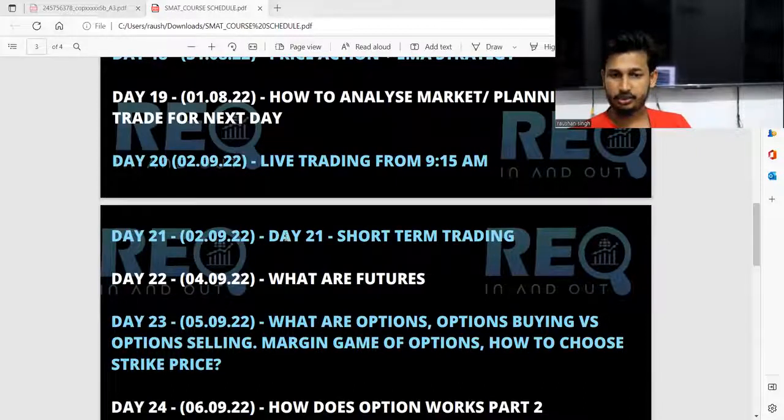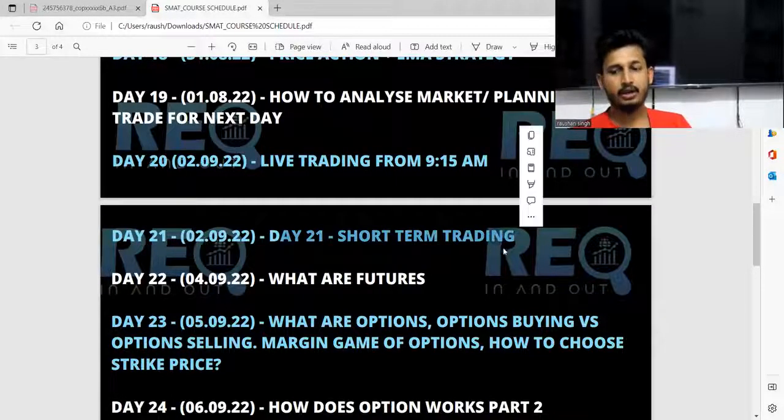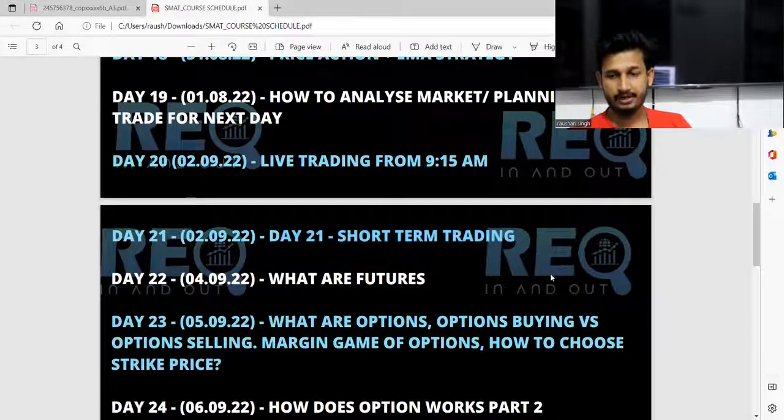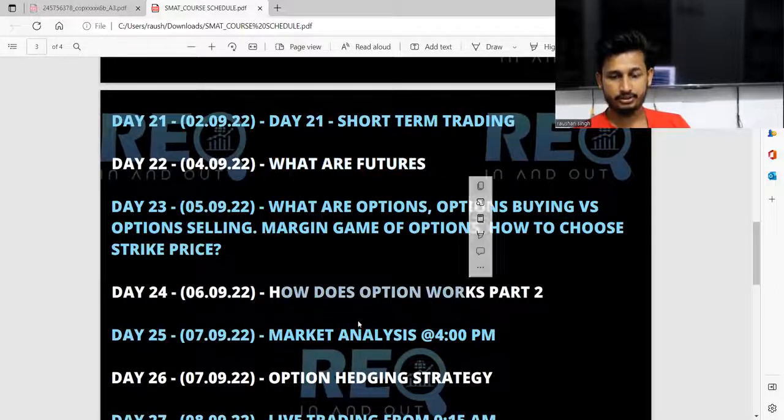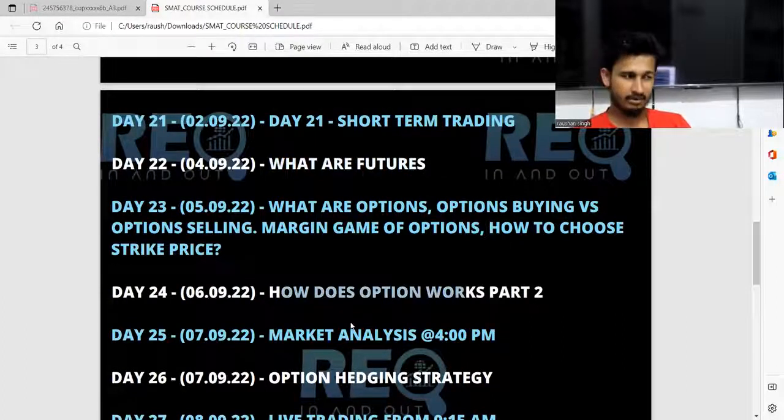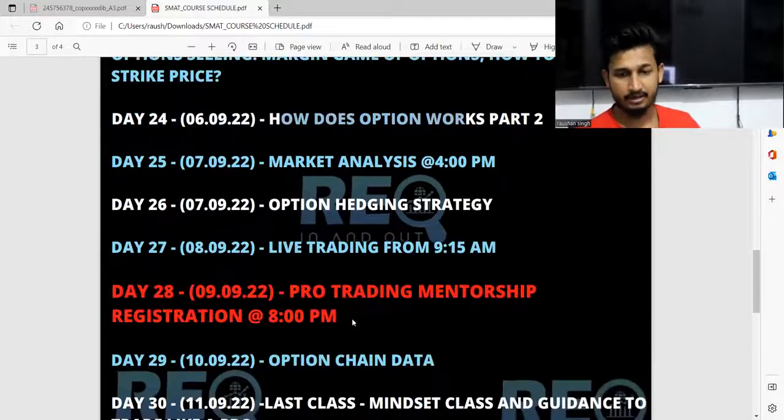So by next week, we'll complete all the strategy sessions, plus till short-term trading also, I'll complete. And I'll try to take live trading mostly on 31st of October. We will have our first live trading session then. After that, I'll teach you futures and options, which will take maybe 4 or 5 days: 1 day for futures, 2 days for basics of options, and 1 day for analysis. So by the first week of November, we'll be over with our classes.